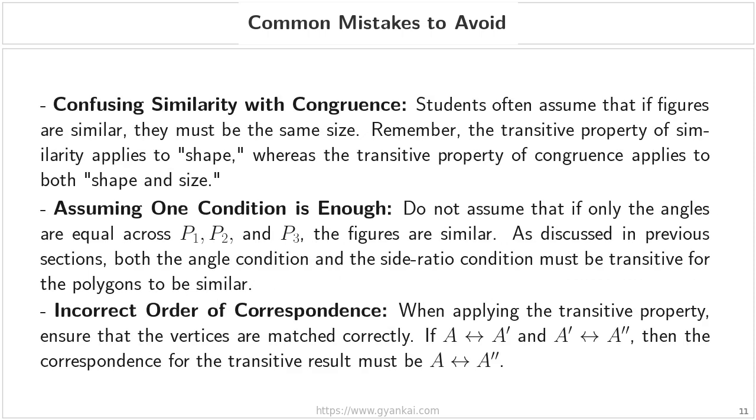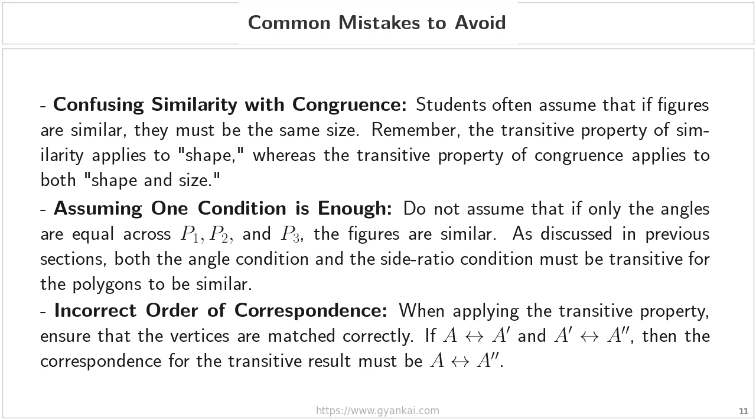When you are applying the transitive property, you must ensure that the vertices are matched correctly. For instance, if vertex A corresponds to A prime, and A prime corresponds to A double prime, then you must conclude that the correspondence for your final result is vertex A to A double prime. If you lose track of which vertex matches which, your entire similarity statement will be incorrect.